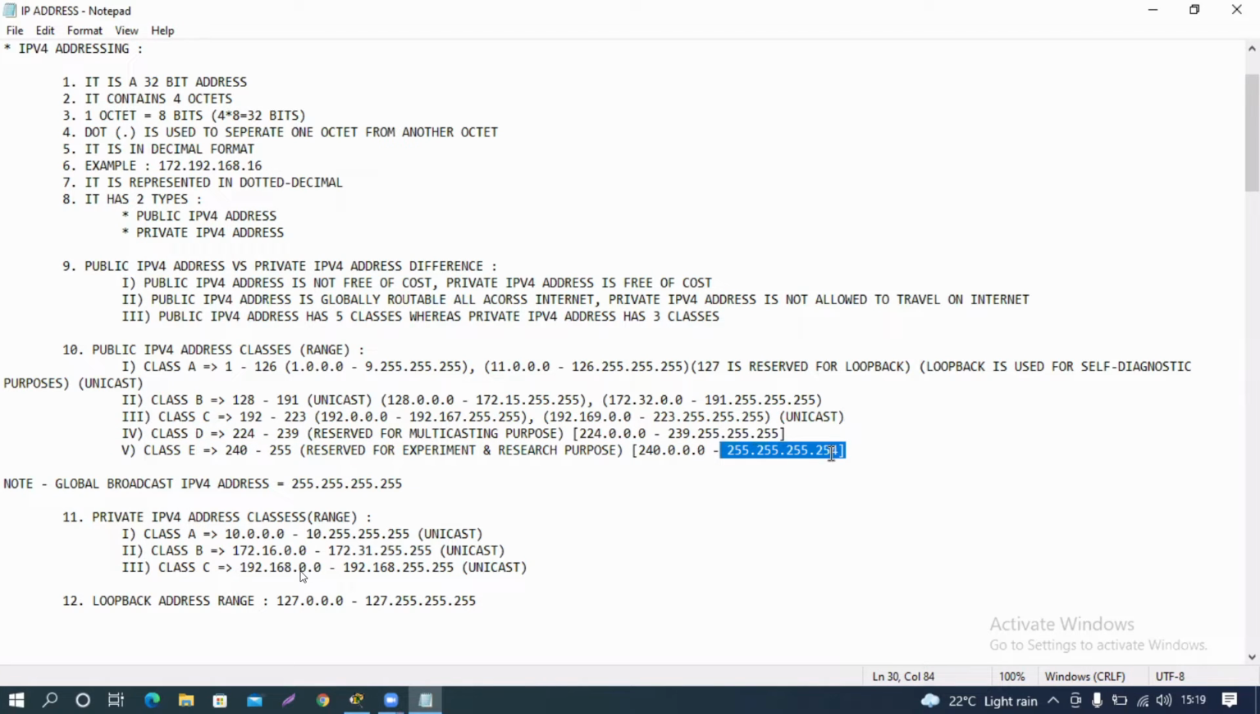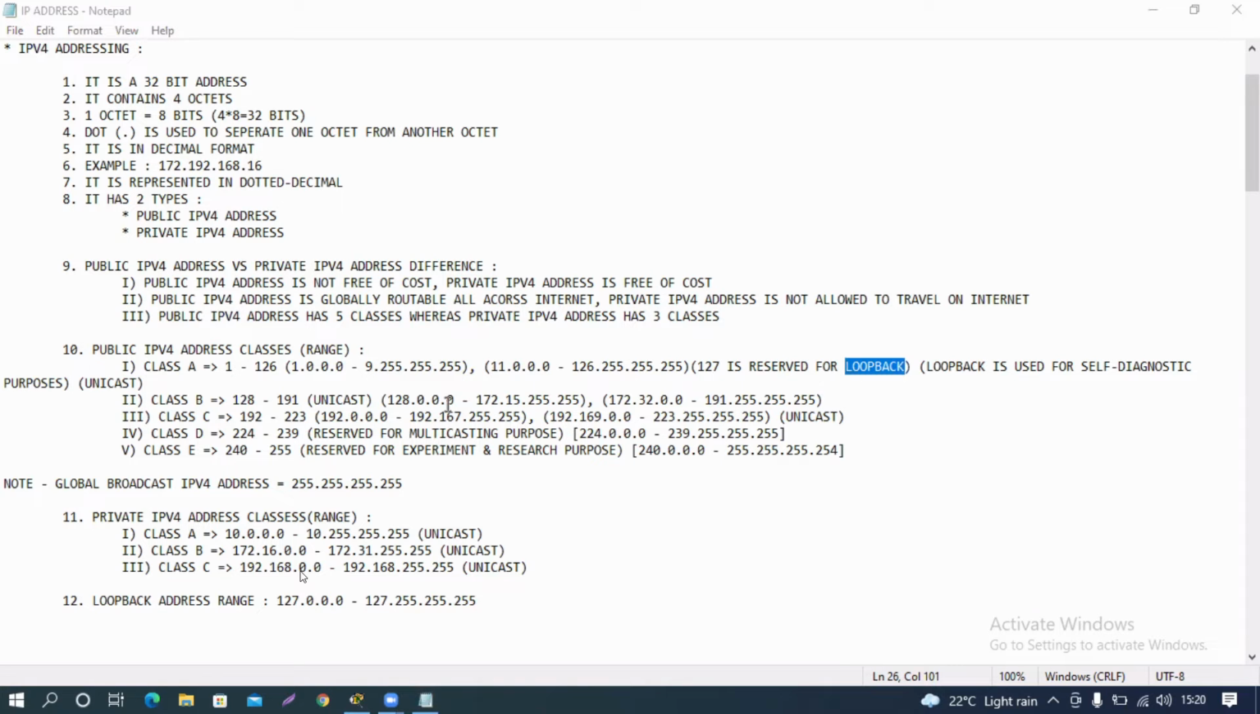Okay. Now why 254? Because this is the global broadcast address in IPv4. A global broadcast address always is all 255s. It means this address you can use to communicate to all machines in a network. So this IPv4 address always is reserved for broadcasting purposes. And we also have another address. This is your 127. So this address is reserved for loopback purpose.